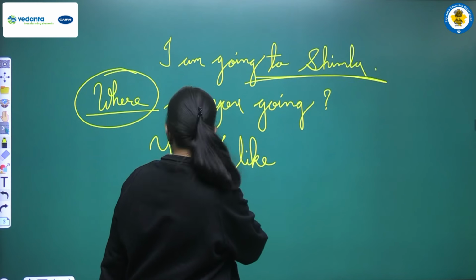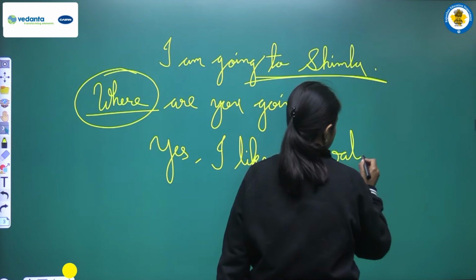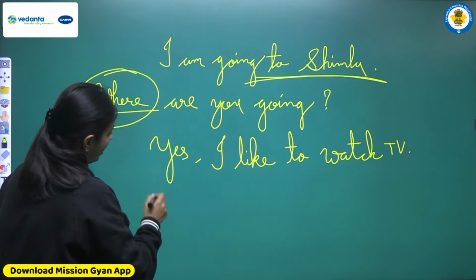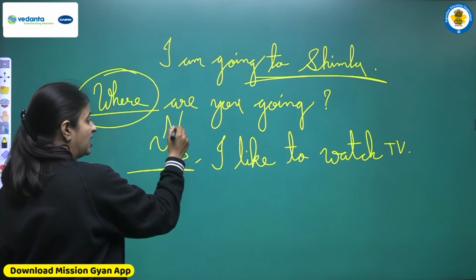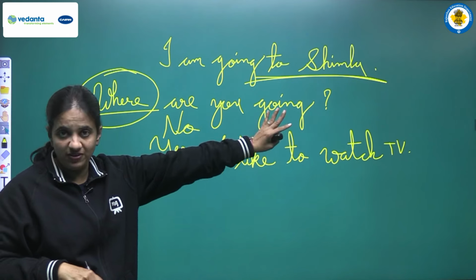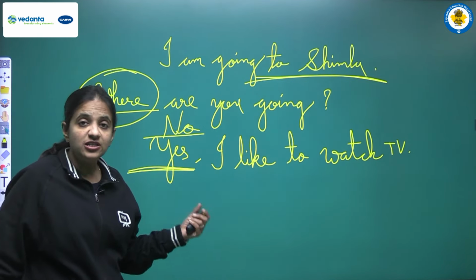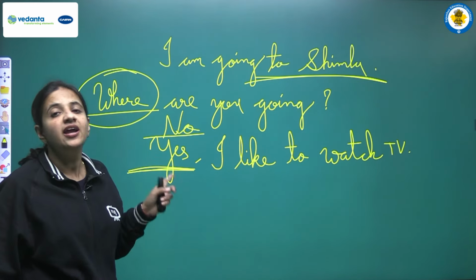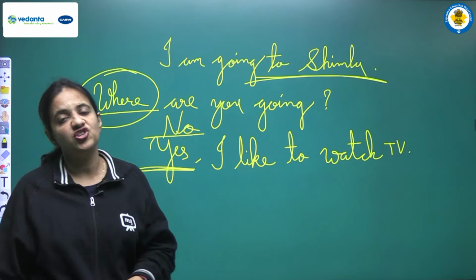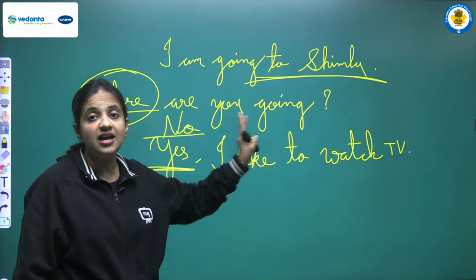So let's see one example, like: yes, I like to watch TV. So this is the answer statement, and we are having yes in the beginning, maybe we are having no in the beginning, and then our answer will be no, I do not like to watch TV, in this manner. So whether we are having yes, whether we are having no, in that case we won't have any WH word here, and we have to make the question. Then how will we make the question?